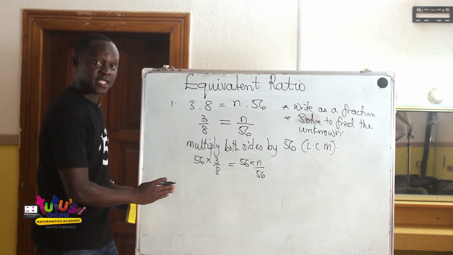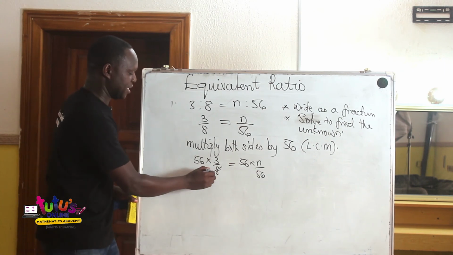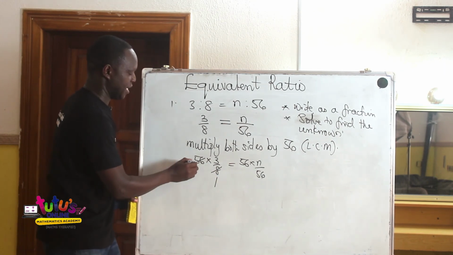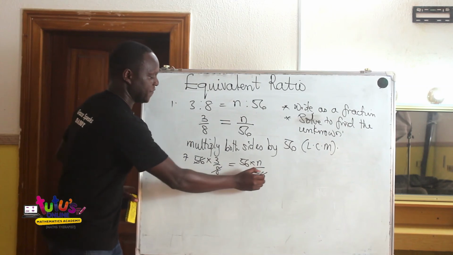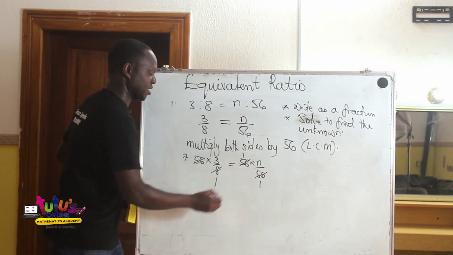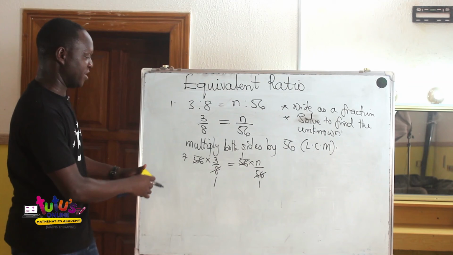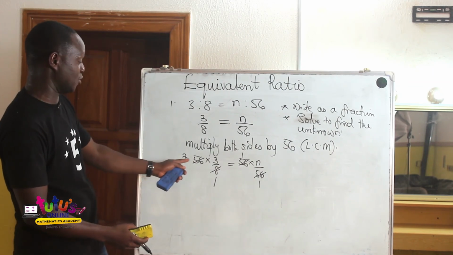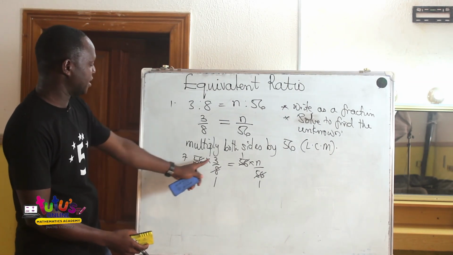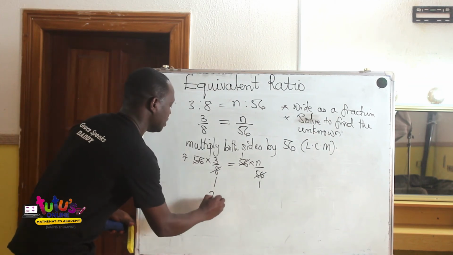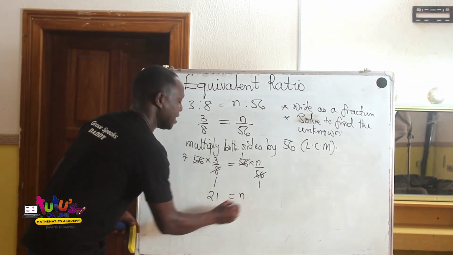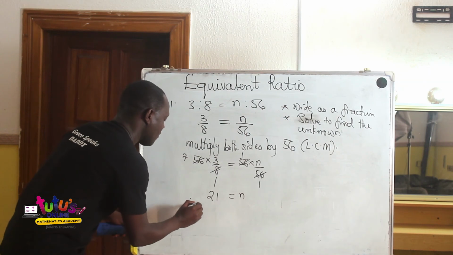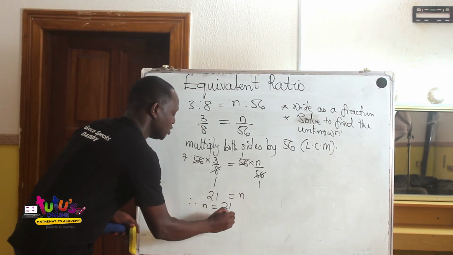You see now, some things can cancel out. 8 here, 1. 8 here, 7. 56 here, 1. 56 here, 1. Isn't this beautiful? You can see, the answer is already shown. So, 3 times 7 gives us 21, equal to 1 times n, which is n. Therefore, our n is equal to 21.